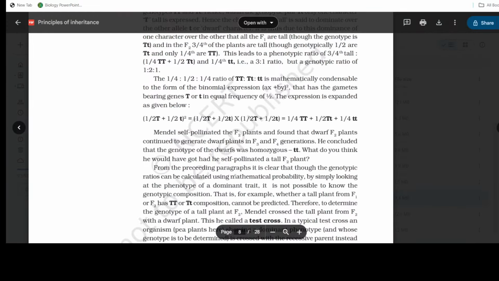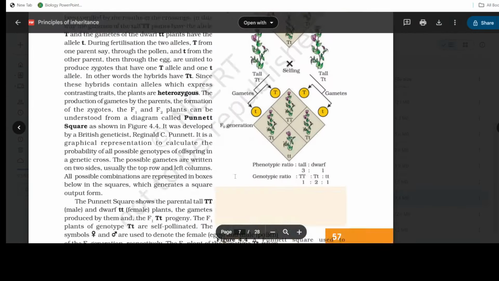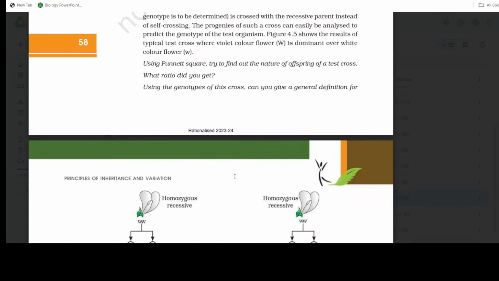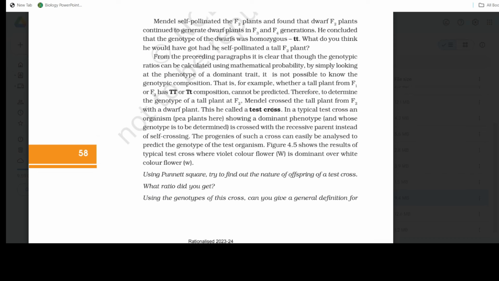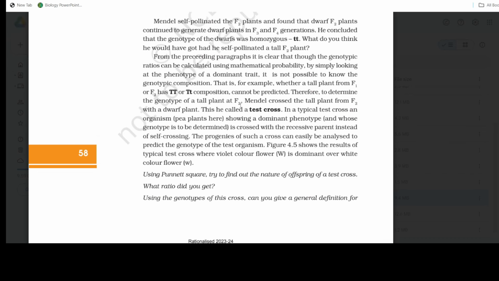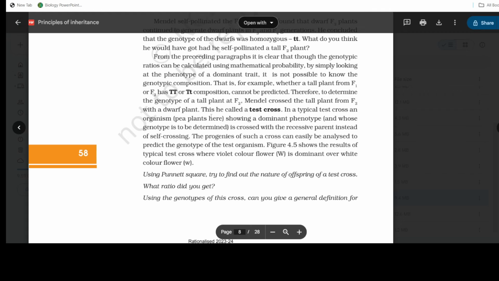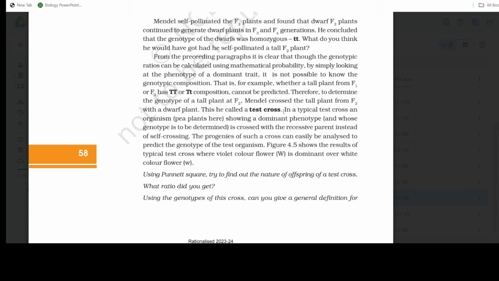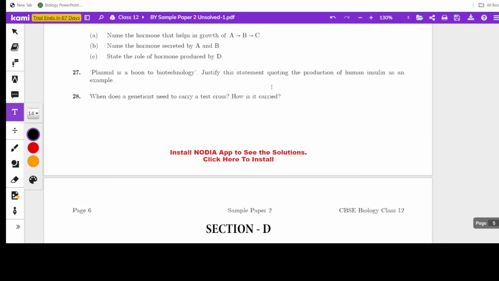In the chapter Principles of Inheritance, you can see here, just below this monohybrid cross, in bold letters: to determine the genotype of a tall plant at F2. We do not know whether that tall plant carries both the genes, that is, whether it is heterozygous or homozygous. So to check if it is homozygous or heterozygous, we cross the tall plant from F2 with the dwarf plant, and this is called a test cross. So when does a geneticist carry it out, and how is it carried out?